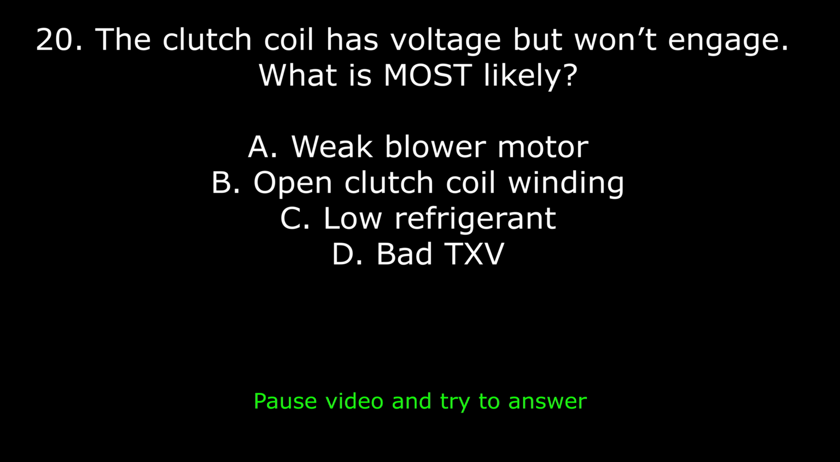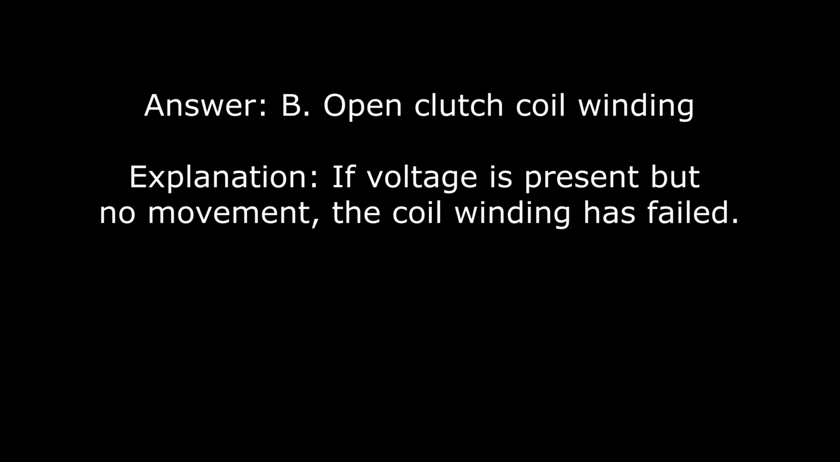20. The clutch coil has voltage but won't engage. What is most likely? A. Weak blower motor. B. Open clutch coil winding. C. Low refrigerant. D. Bad TXV. Answer: B. Open clutch coil winding. Explanation: if voltage is present but no movement, the coil winding has failed.